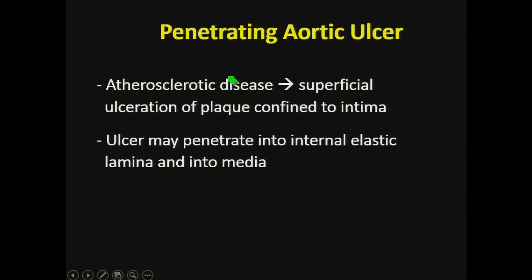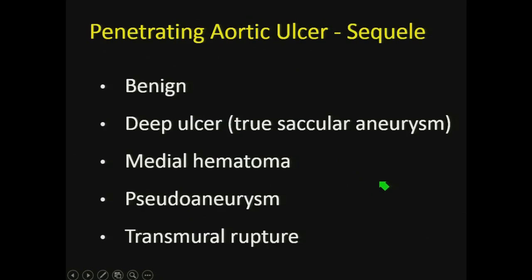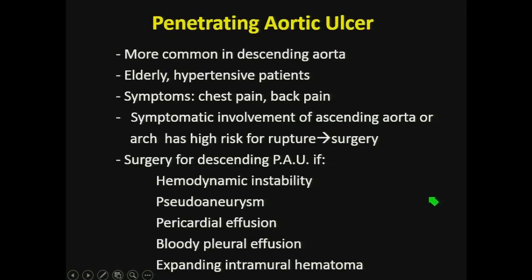Superficial ulceration in atherosclerotic disease: the ulcer may penetrate into the internal elastic lamina and into the media. Some of the simple ones may be benign, but if it's a deep ulcer, it can lead to a saccular aneurysm or hematoma, pseudoaneurysm, and rupture. So small ulcers could be followed, but others one has to intervene on.